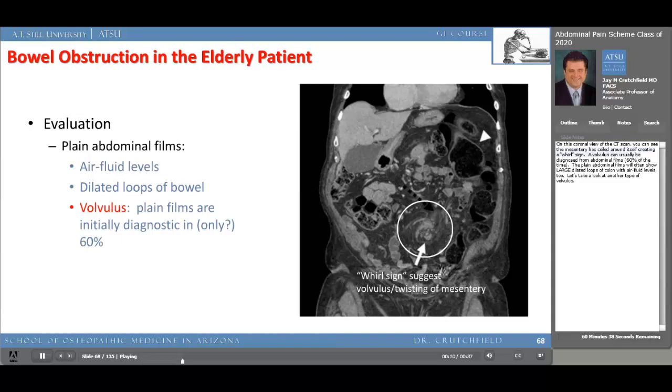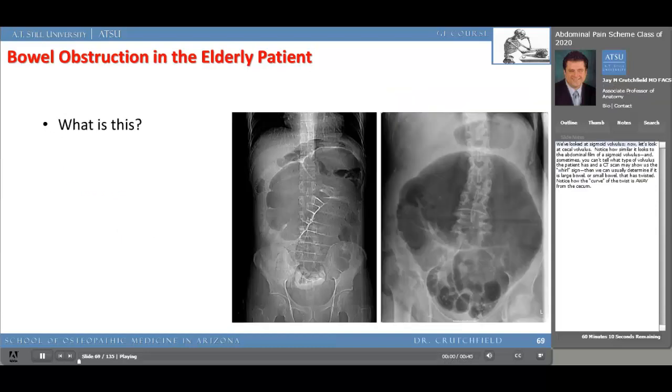So remember, there are less common causes of bowel obstruction in an elderly patient besides colon cancer, volvulus, and hernias, especially an internal hernia. When a patient presents with an internal hernia, it may be impossible to diagnose this on physical exam, via the history, or even abdominal films, which may only show a bowel obstruction and not the actual cause of the obstruction.